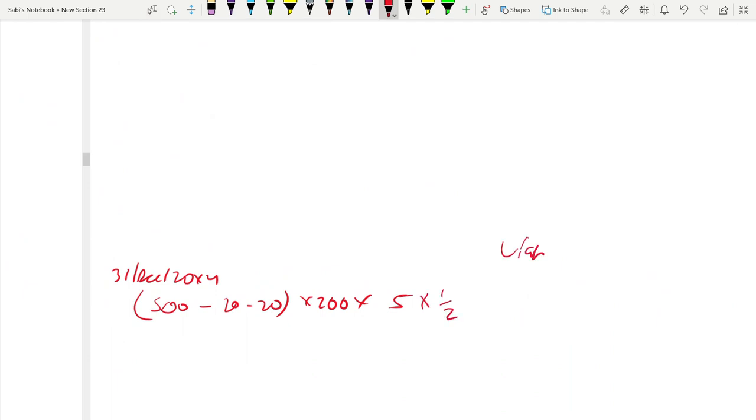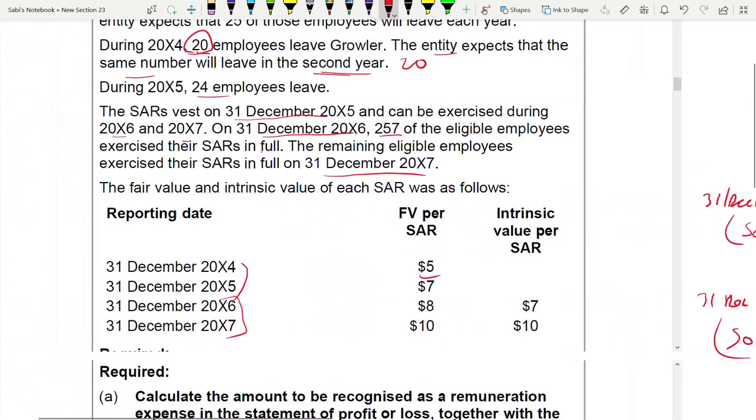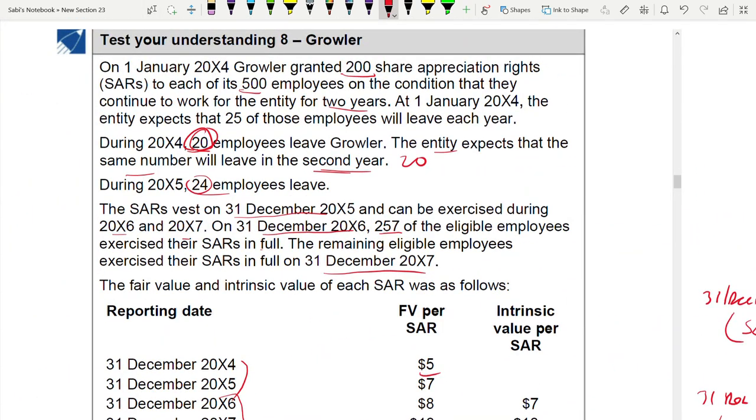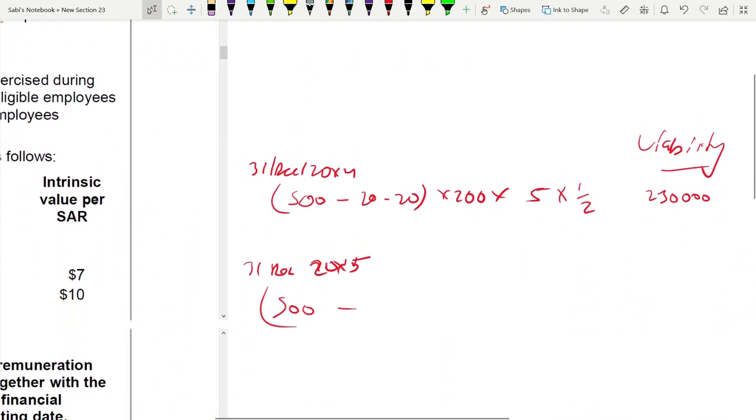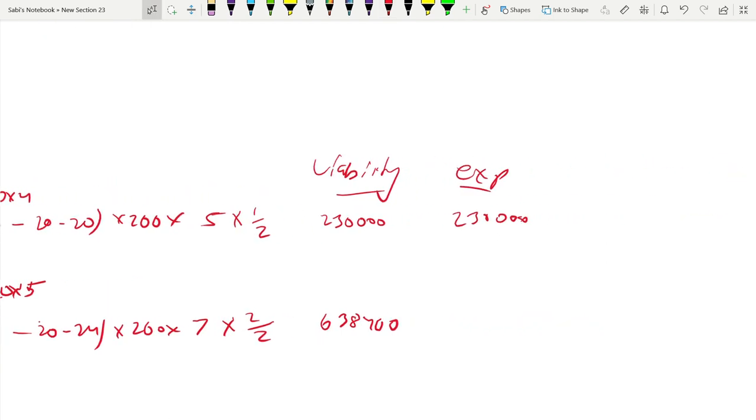So the liability and expense. This is liability because we are in the cash settled share based payment. Remember. So 230,000. Moving on to 31st December 2005. Same 500 employees, out of that you have to deduct from 2004 20 and 2005 24, so 500 minus 20 minus 24, into 200. This time it is 7, the fair value, and 2 divided by 2. 638,400. The increase from 230,000 to 638,400 is 408,400. Okay, part A is done.